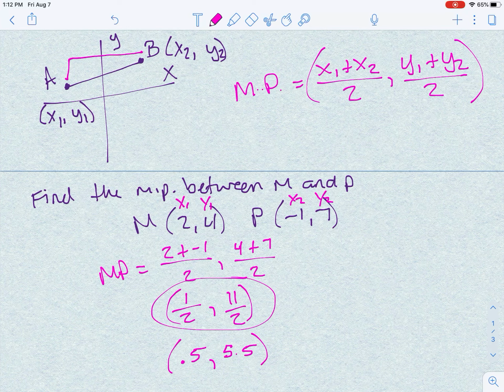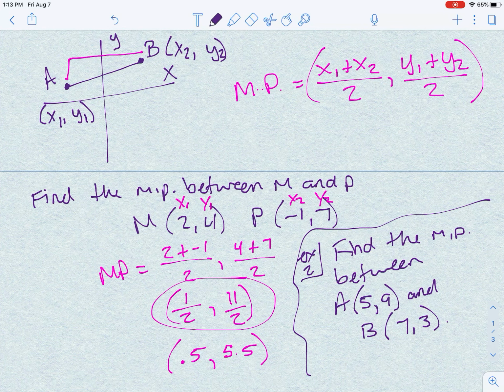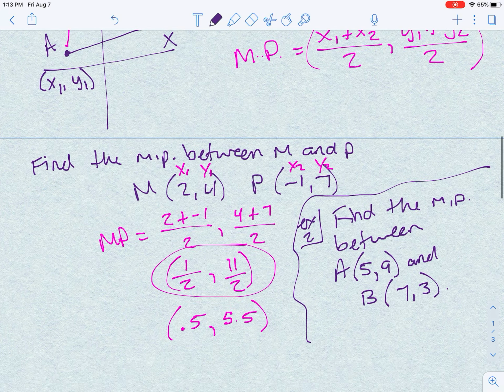Okay? So I want you guys to try this next one. So you're going to find the midpoint, same directions, between A at (5, 9), and B at (7, 3). I highly recommend writing it out in the equation because that's where a lot of mistakes are made. So here's your example 2 that you're doing on your own. Go ahead and pause. All right, the next one.